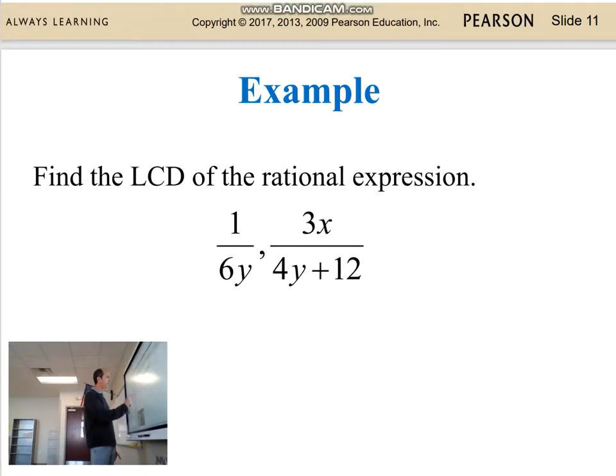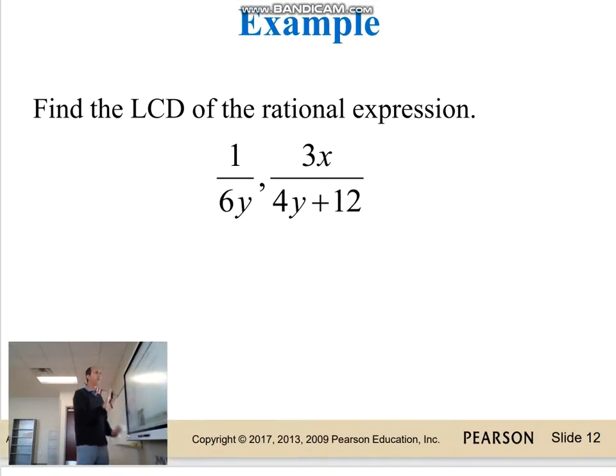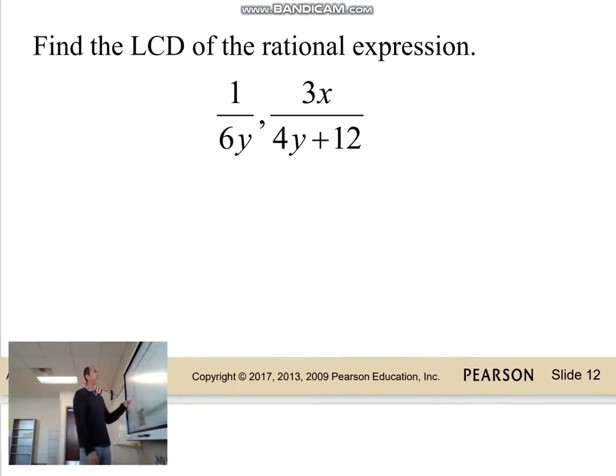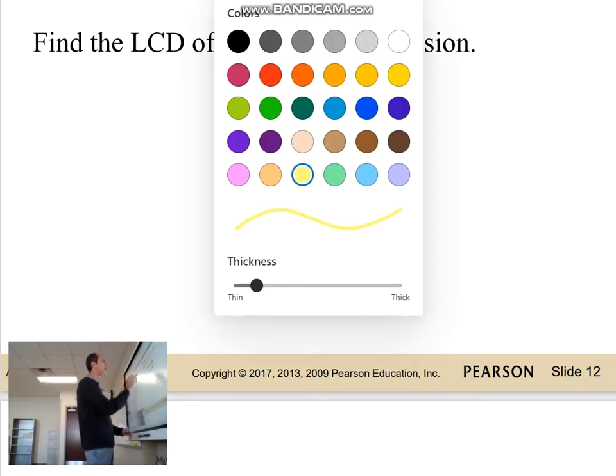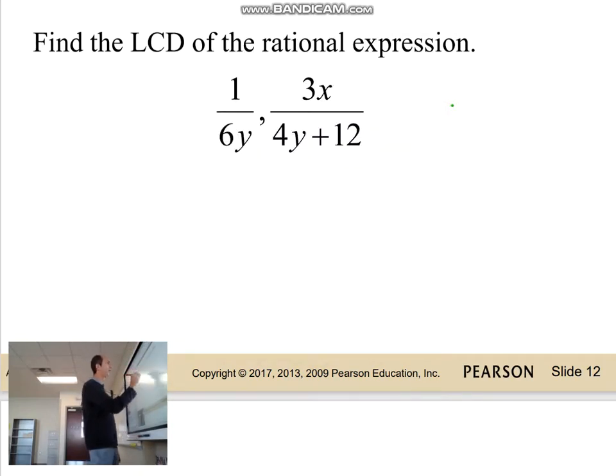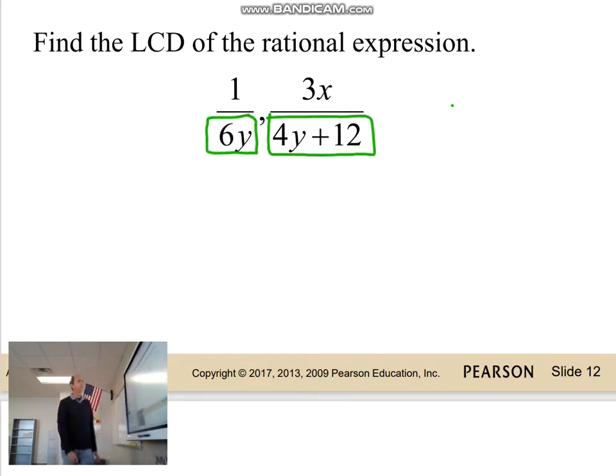Let's work an example. It's better to understand when we work this on an example. Find the least common denominator of the rational expressions. We have two rational expressions here. Forget about the numerator. Let me first check if you can simplify, but I think no, we cannot. So don't bother about the numerator. Look only at the denominators, right? And we have 6y and also 4y plus 12.